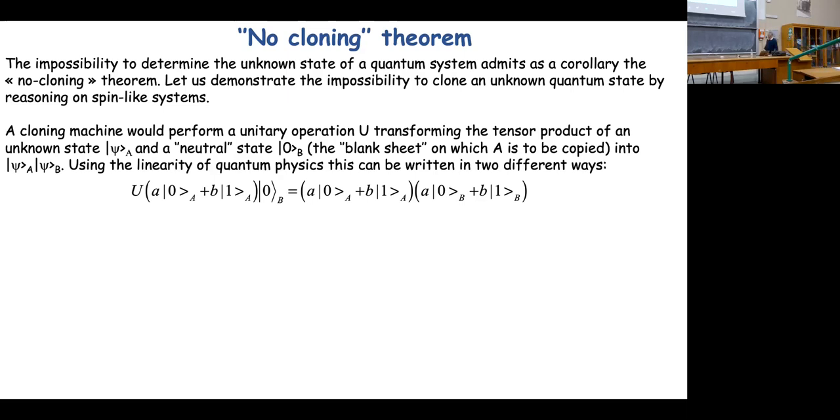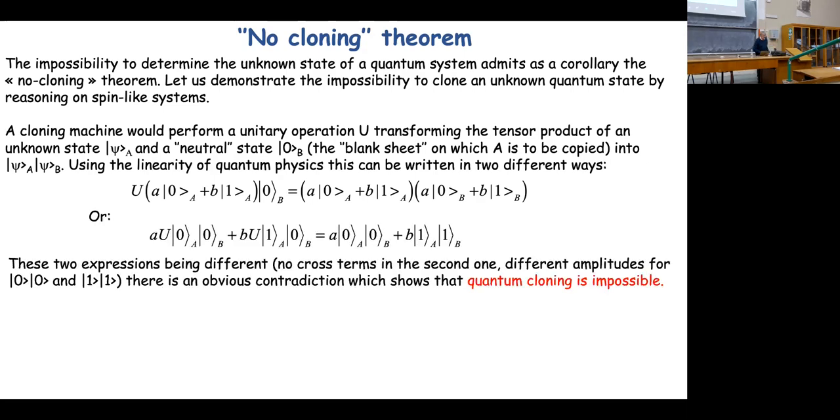But you see that this is inconsistent because, due to the linearity of quantum physics, you could also say, okay, if I have a linear combination of 0 and 1, I can say that U is applied to the first part. It will give me 0, 0. And U is applied to the second part, and it will transform 1, 0 into 1, 1. And so I would get this form.